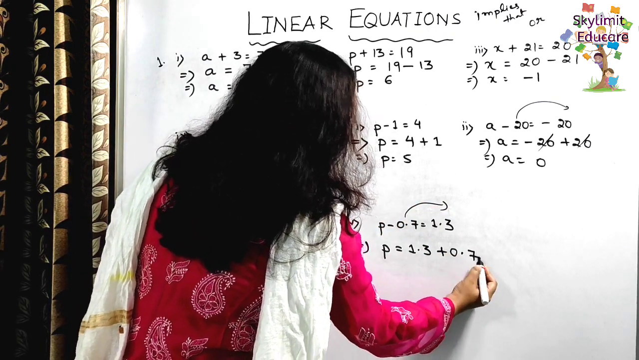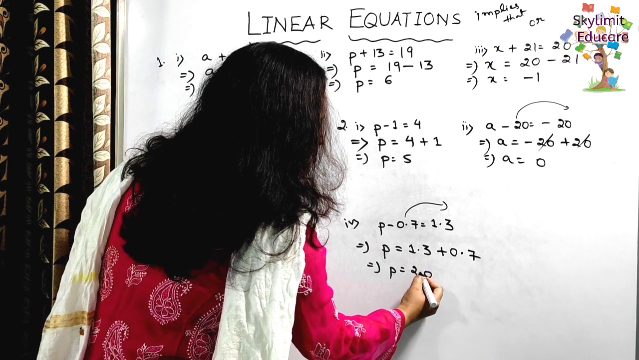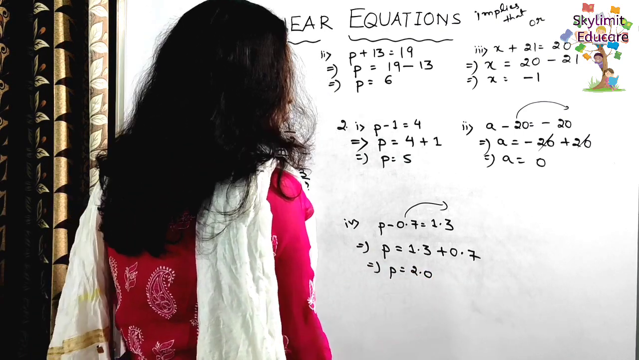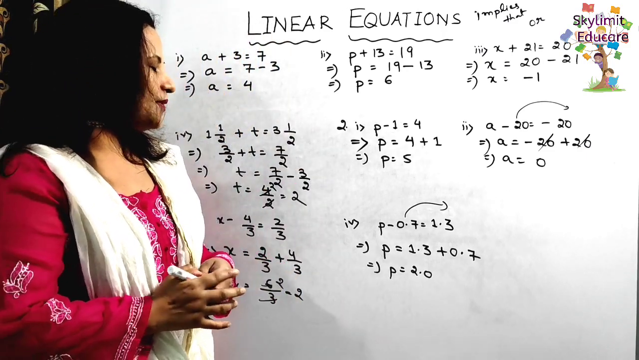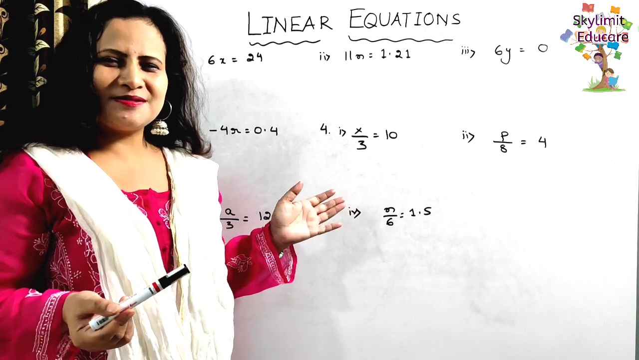Plus 0.7. Now we can add it up easily. So how much we have got here? 2.0 is equal to 2 only. Okay. So I hope the idea is getting clear. Now students, let us come to the next questions.